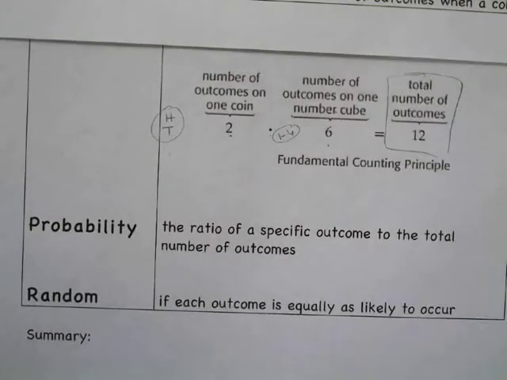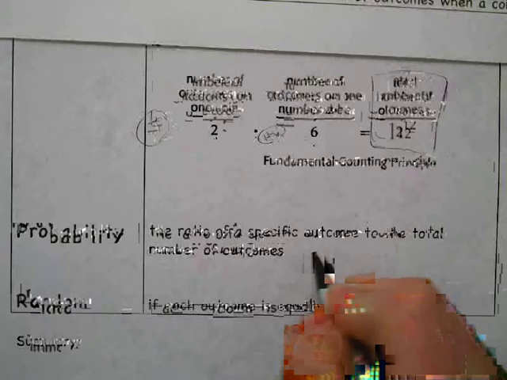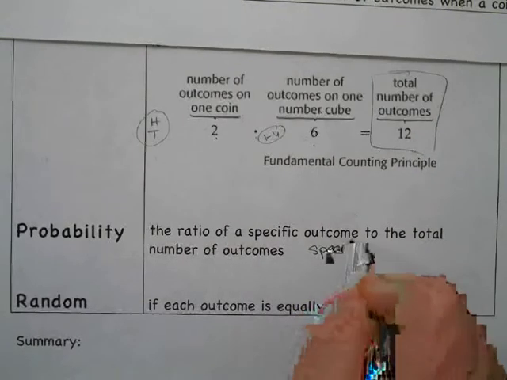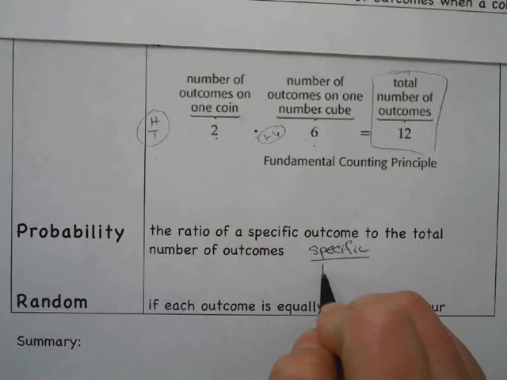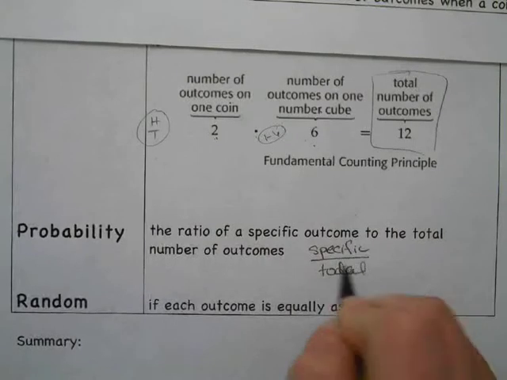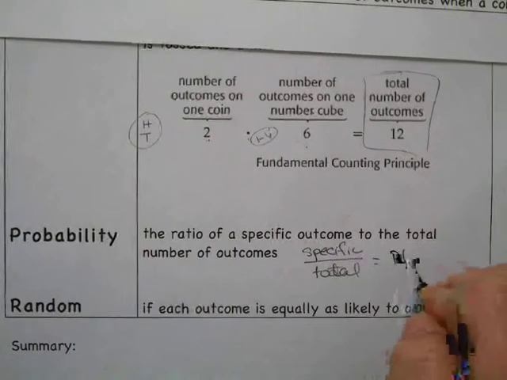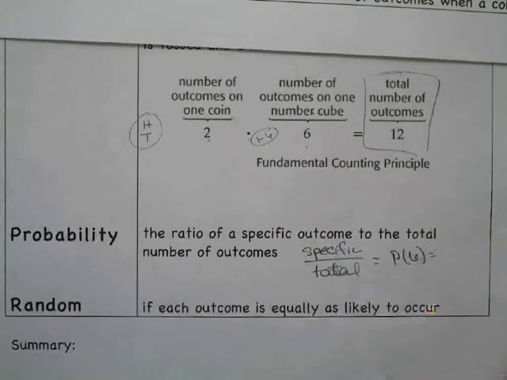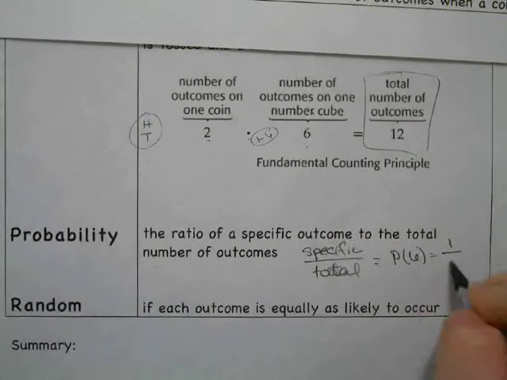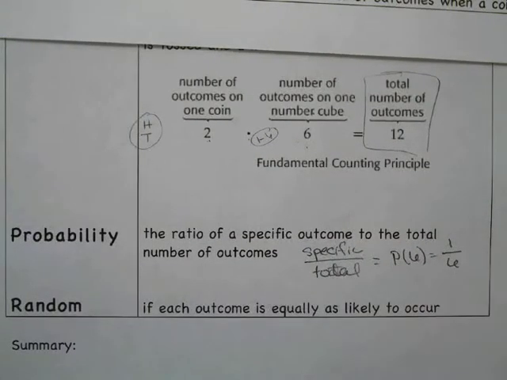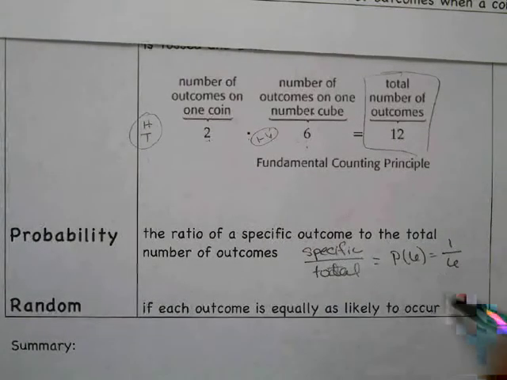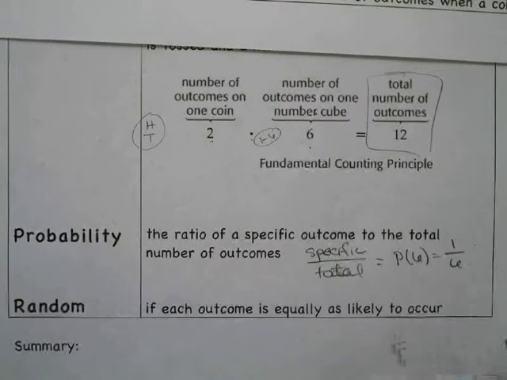So probability. Probability is the ratio of a specific outcome to the total number of outcomes. So the specific over the total. So the probability of rolling a 6 would be 1 out of 6, because there's only 1 six on a number cube, and there are 6 total outcomes. So 1 in 6, the probability of rolling a 6 on a number cube.